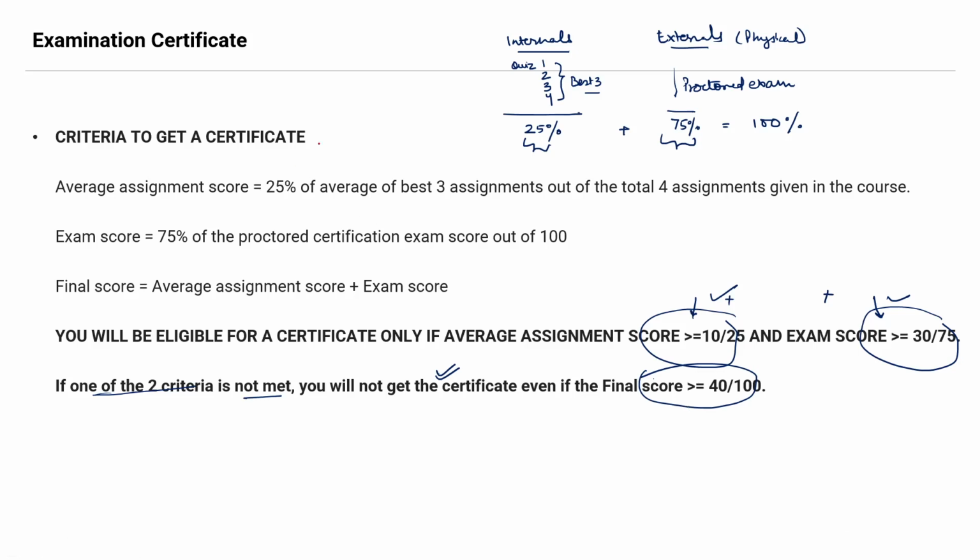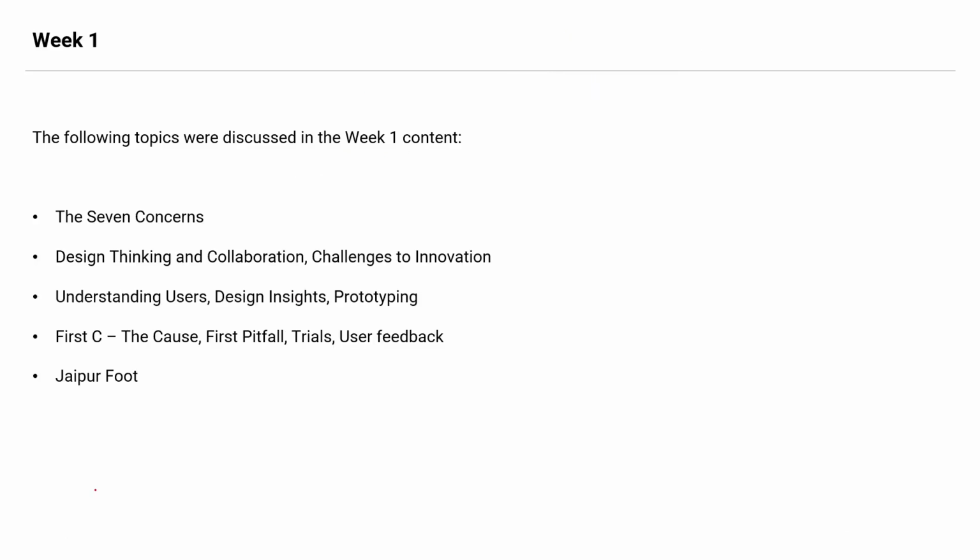Right. So we were basically discussing the examination certificate and what are the criteria one needs to fulfill. Okay. Now talking about week one. Week one was basically about these 3-4 topics, and we'll also do a quick content recap so that you are able to catch up on what were the things which were discussed.